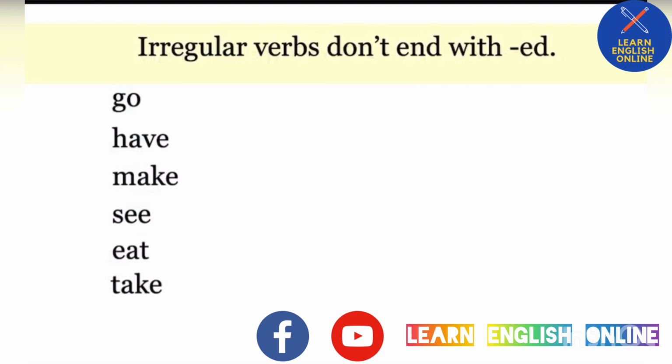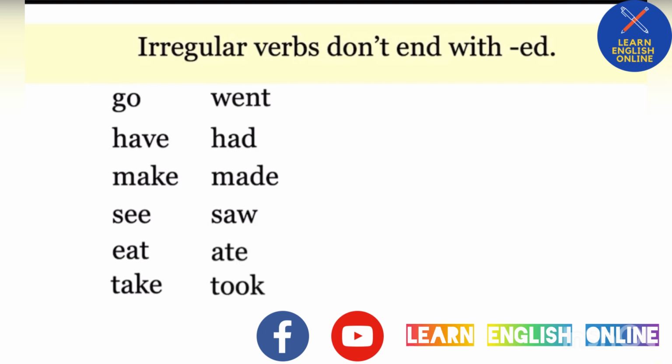Irregular verbs don't end with -ed. Here are some examples: go, went; have, had; make, made; see, saw; eat, ate; take, took. You can see sometimes they look like the verb, sometimes they don't look like the verb. Here are these verbs in some example sentences.